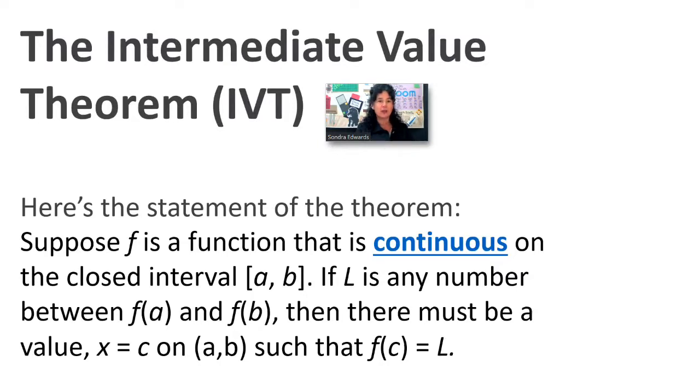So here's the statement of the theorem. Suppose f is a function that is continuous on the closed interval a to b. If L is any number between f of a and f of b, then there must be a value x equals c on the open interval a to b such that f of c equals L.